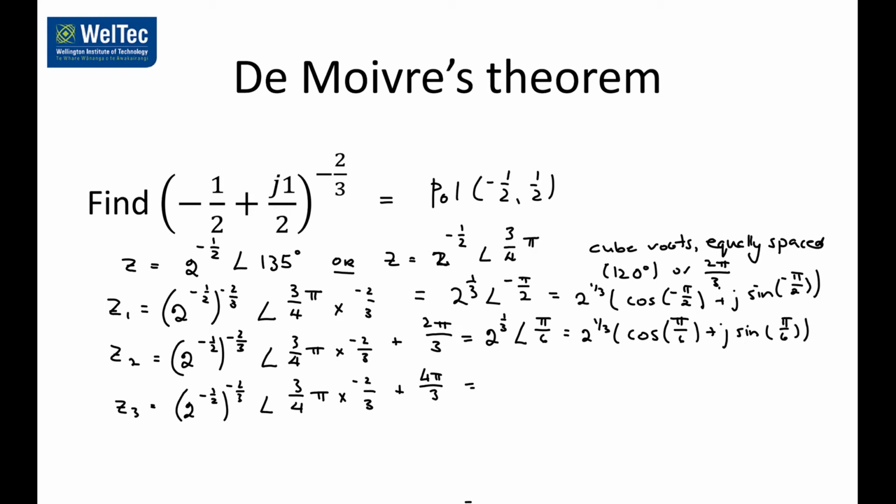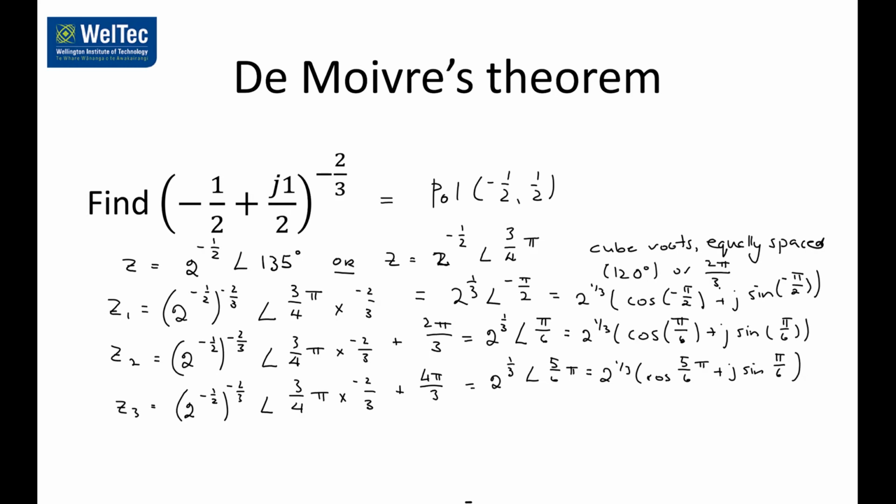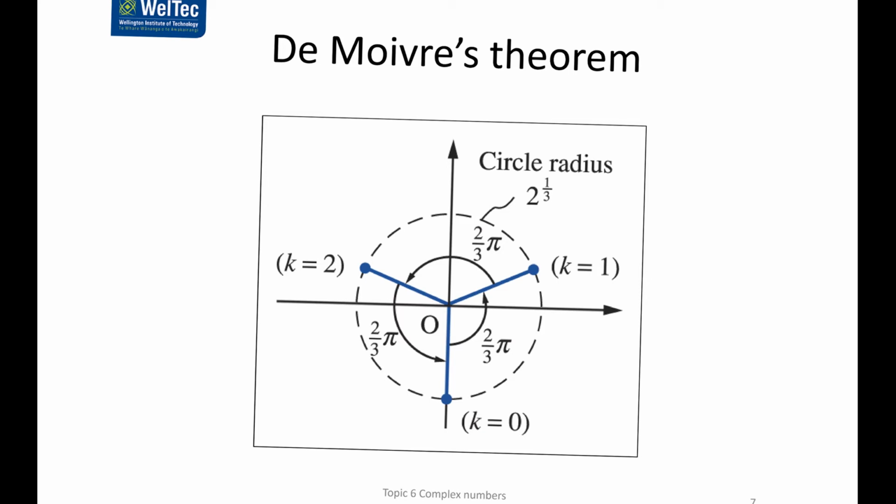And the third root would be 2 to the 3rd angle 5/6 pi, which we could rewrite as 2 to the 3rd cos 5/6 pi plus j sine pi by 6. And this is pictured on the next slide. The principal root is the root that's closest to the x-axis, and in this case it's the one that I called Z1 on the previous slide.